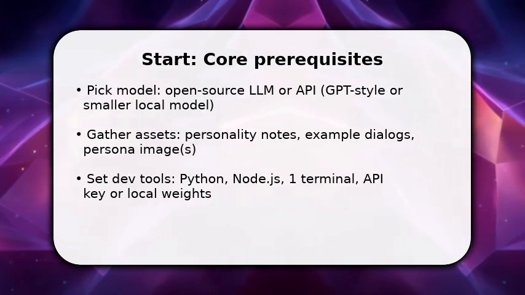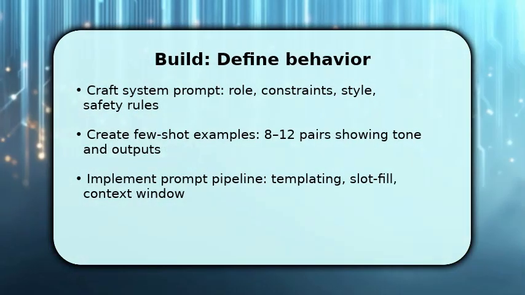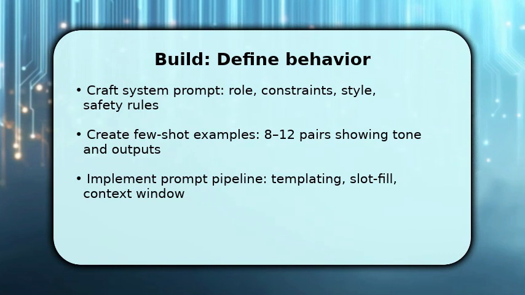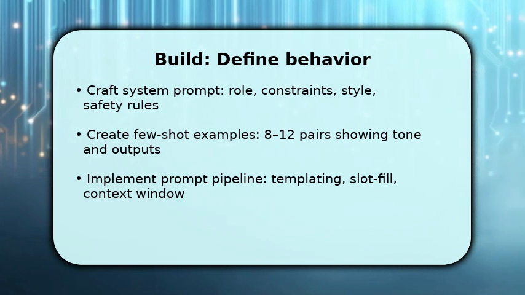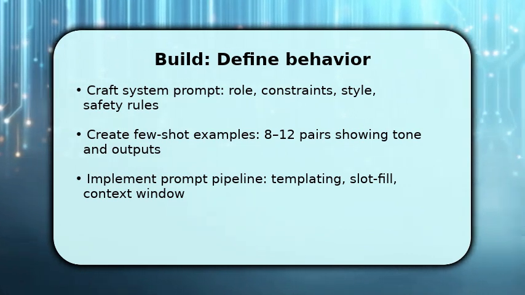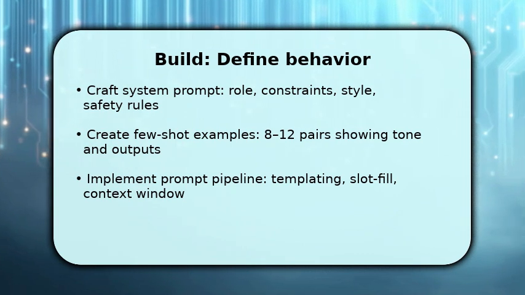Now you define how the character thinks and responds by writing a precise system prompt. Include role, constraints, allowed topics, and response style. Then assemble 8 to 12 few-shot examples that demonstrate tone, tempo, and edge cases.